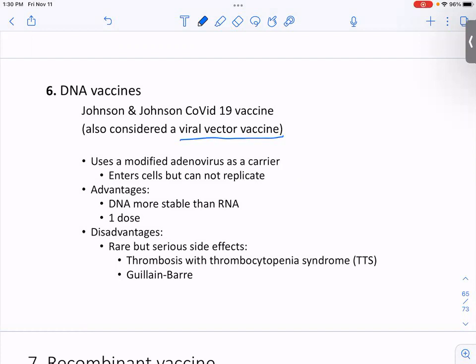So this is a virus that can't replicate in humans, so that's very safe. DNA is a little bit more stable than RNA, so they don't have to keep it quite as cold. And it seemed pretty effective with one dose. I think that they did start to give booster shots for that as well, just so it'd be even more effective.